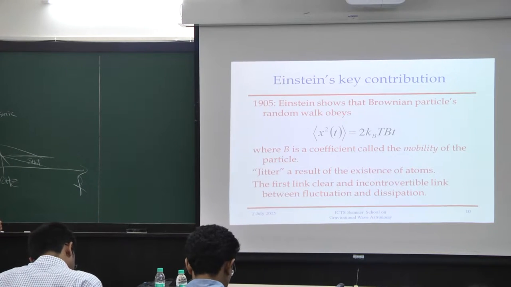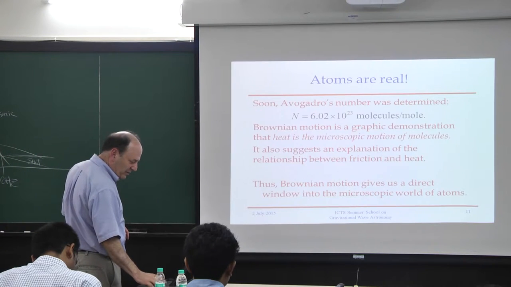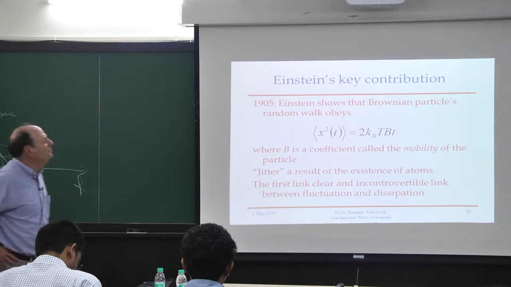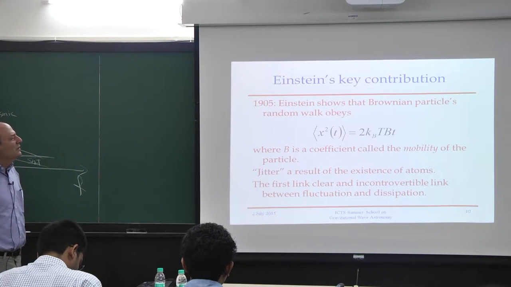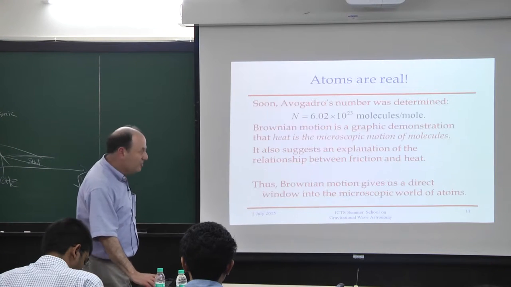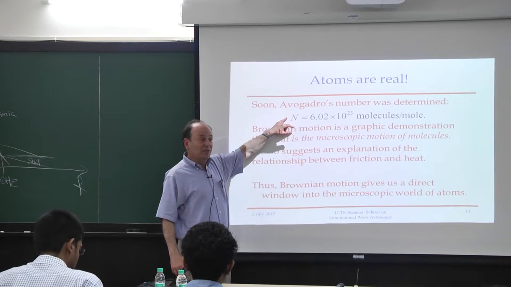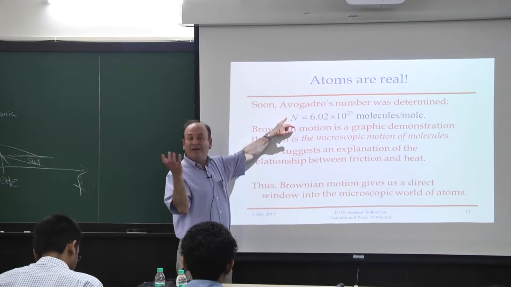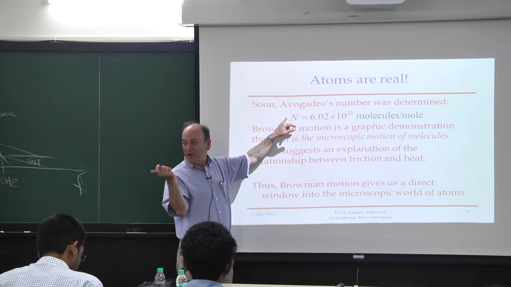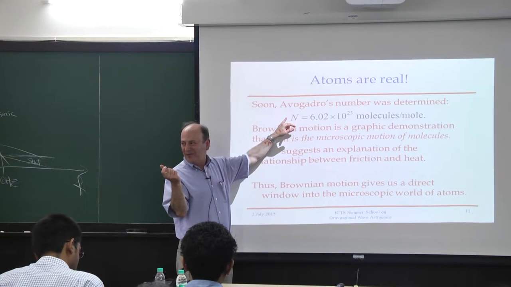I don't think he actually used that notation. He used another notation, which would be better if I'd put that on the slide, that made it clear that what he was going to find was actually how many molecules of water there were in a given cubic centimeter. Nobody knew that up until this point.